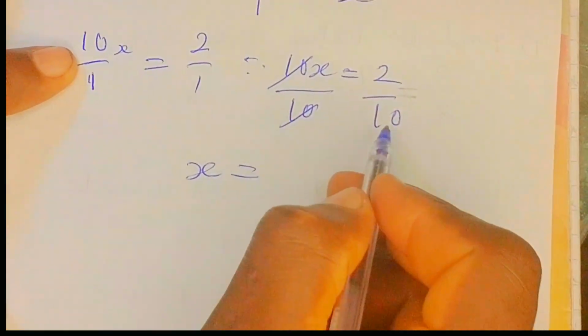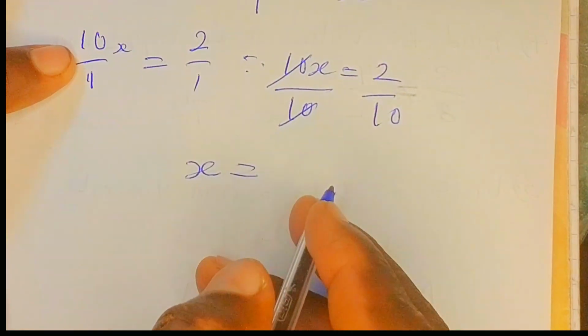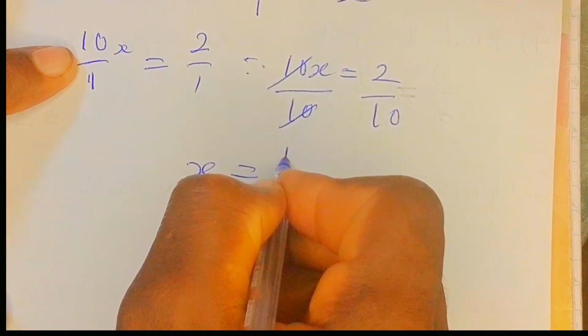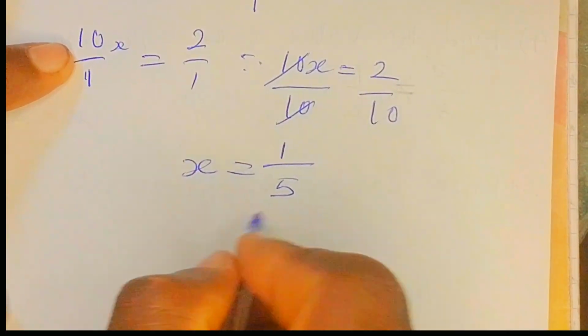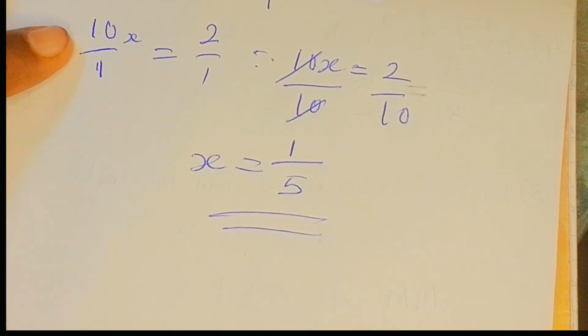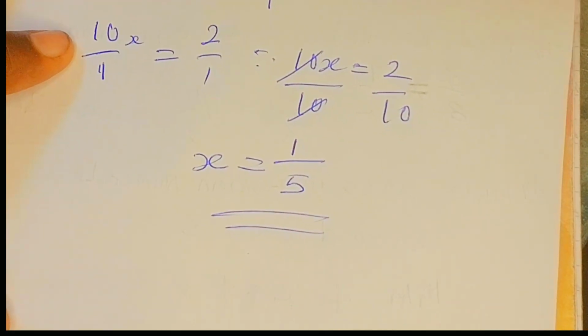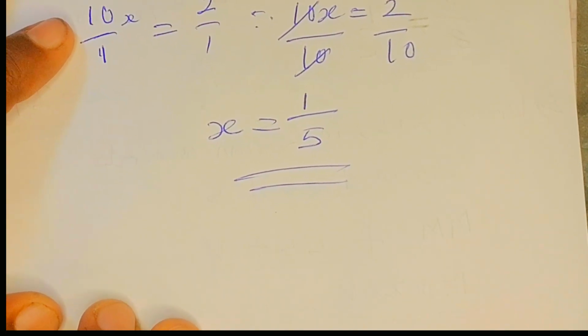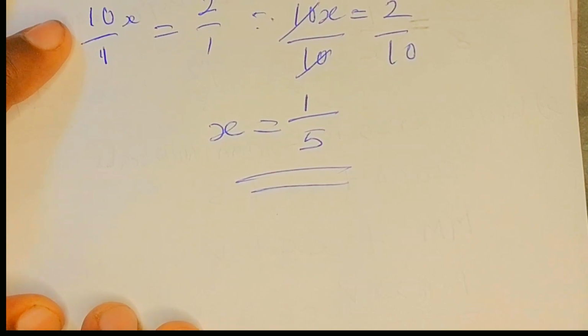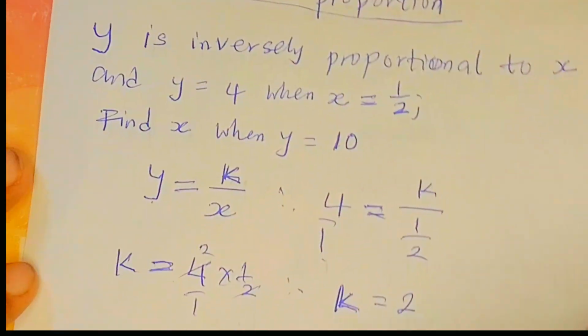And so x equals 2 over 10. 2 in 2 is 1, and 2 in 10 is 5. So the solution is 1 over 5. So x equals 1 over 5. Hope you understood this video. Now let me explain again so that you will fully understand this.